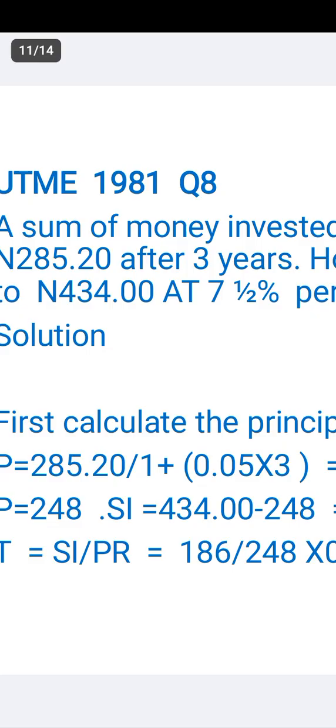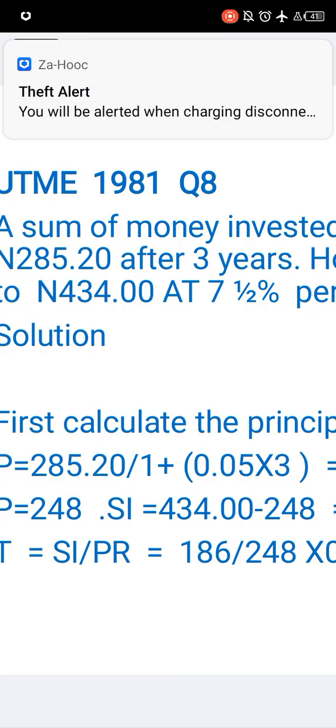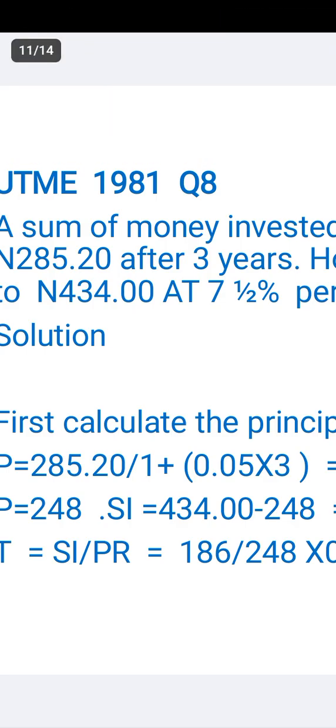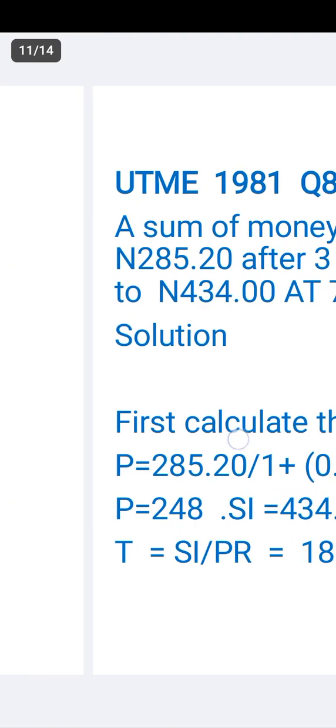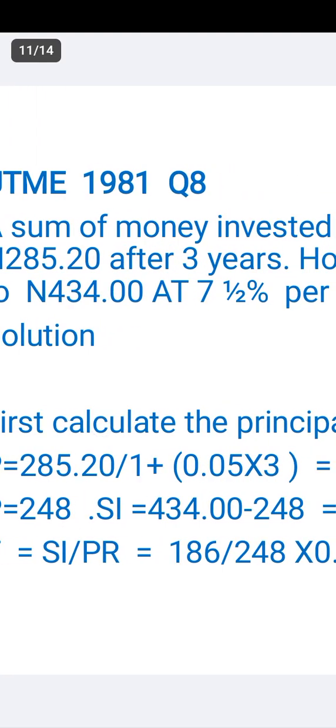You cannot find the time without knowing the principal. To find how long, you must use the principal. So first of all, we have to calculate the principal. And to calculate the principal, we all know the formula for calculating the principal when the interest is not given. Now the formula is P is equal to amount over 1 plus rate times time.